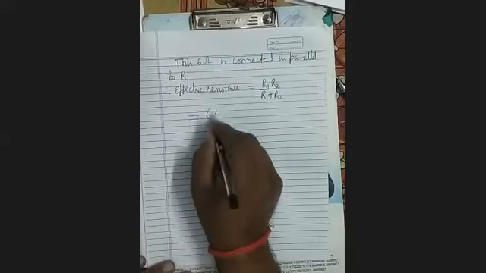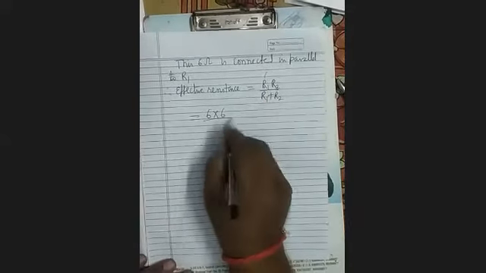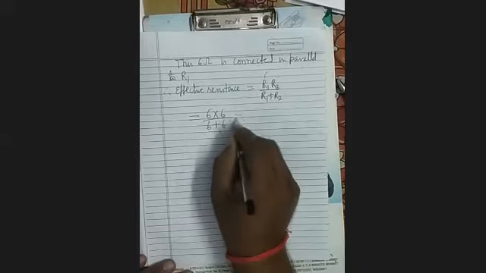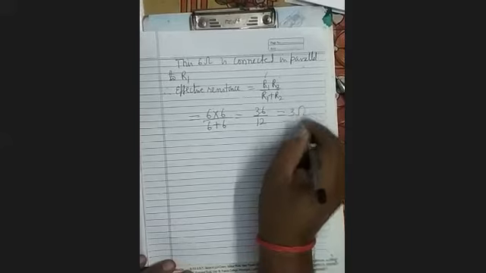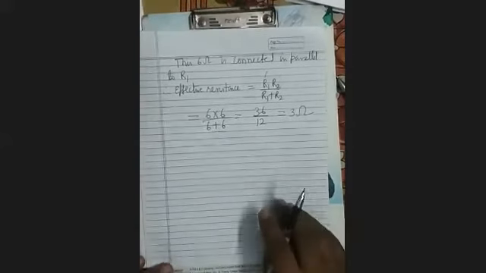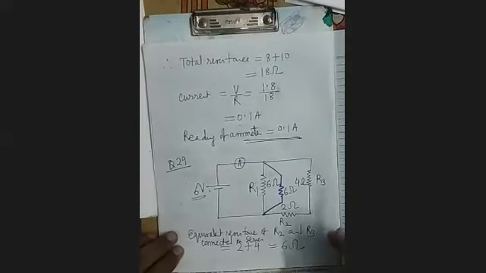So 6 into 6, one is 6, other is also 6, upon 6 plus 6. That is 36 upon 12. That is 3 ohm. So effective resistance is 3 ohm. This is the effective resistance.